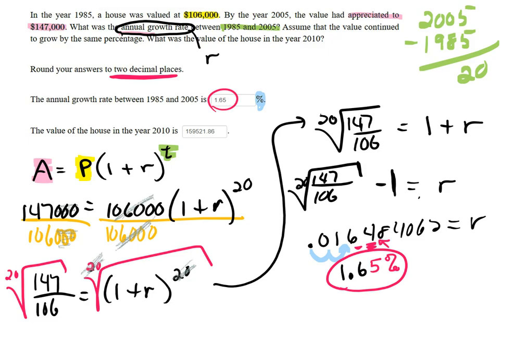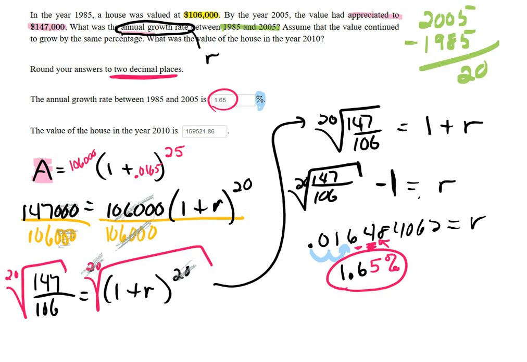Then they ask you, okay, well, now what's the value? That was your rate. That's the interest rate that they offered it to you. But if the interest rate stays the same, what's the value of the house in the year 2010? Well, if 2005 was 20 years, then 2010 is going to be 25 years. Okay, and now my rate I know is 0.0165, and I still know that P is the 106,000.